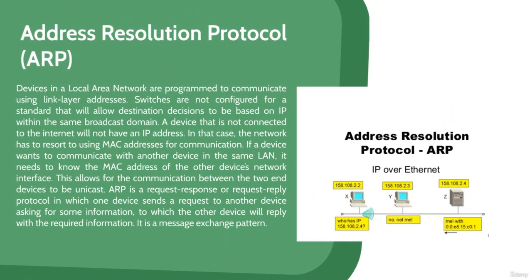Devices in a local area network are programmed to communicate using link layer addresses. Switches are not configured for a standard that will allow destination decisions to be based on IP within the same broadcast domain. A device that is not connected to the Internet will not have an IP address. In that case, the network has to resort to using MAC addresses for communication. If a device wants to communicate with another device in the same LAN, it needs to know the MAC address of the other device's network interface. This allows for the communication between the two end devices to be unicast.